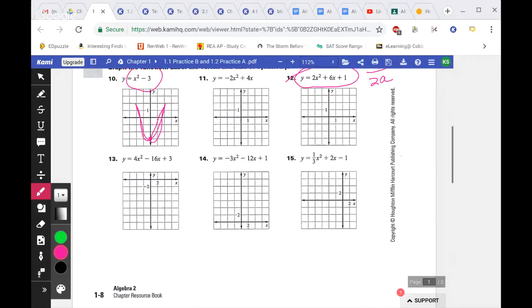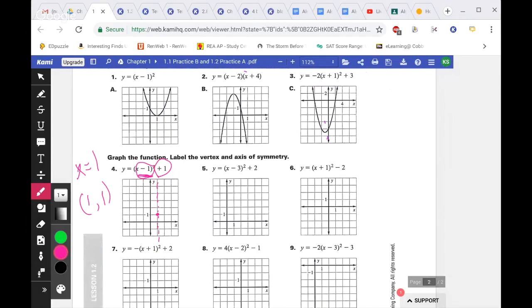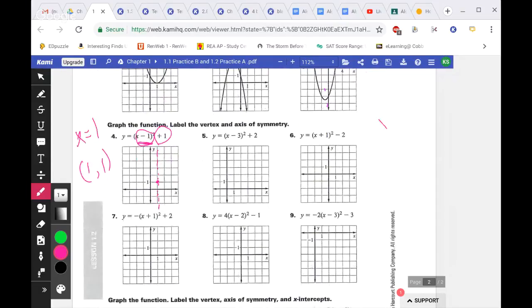I understand the front page. I was just kind of confused. The only reason I threw in 1.2 was because 1.2 was just to remind you that this is the parent function. And that's all that is.